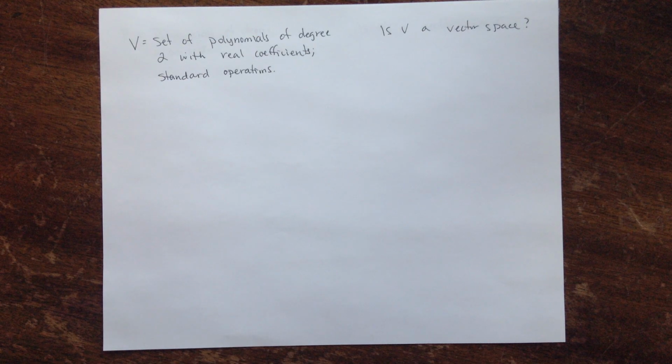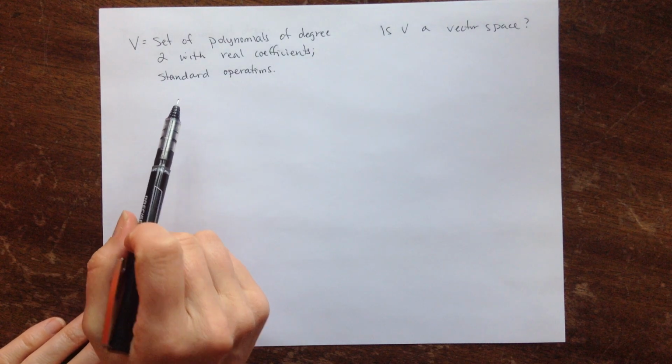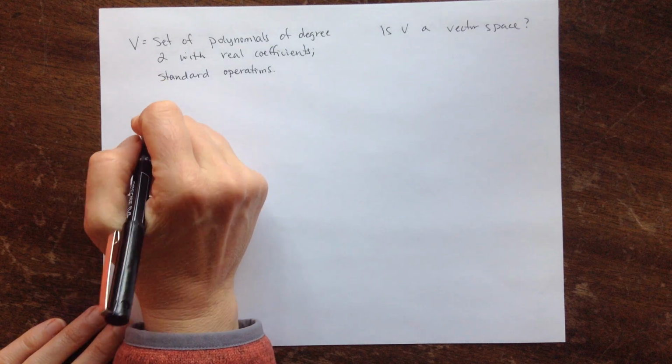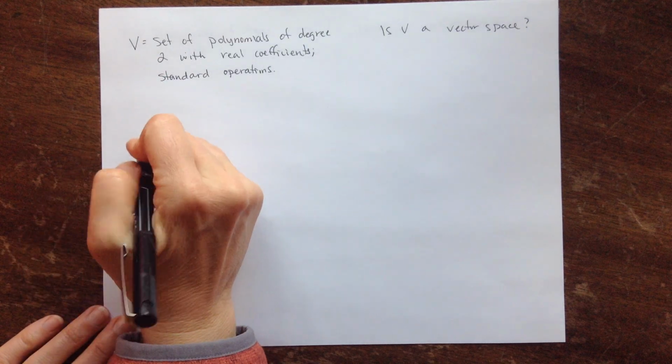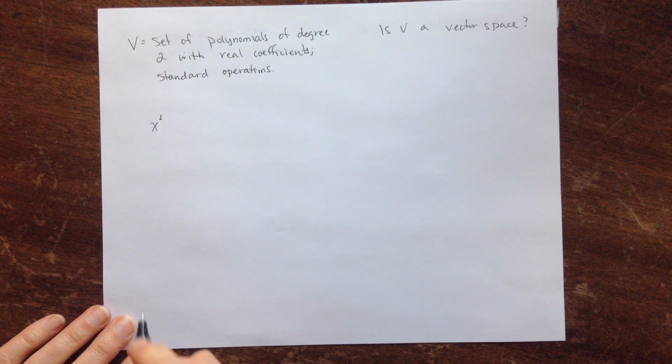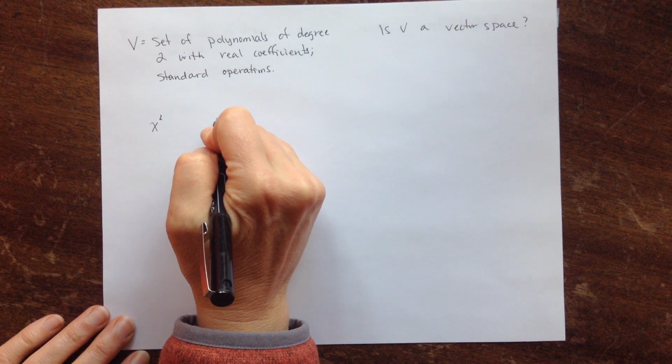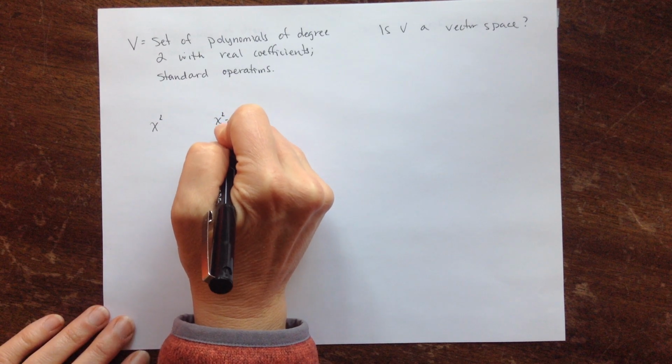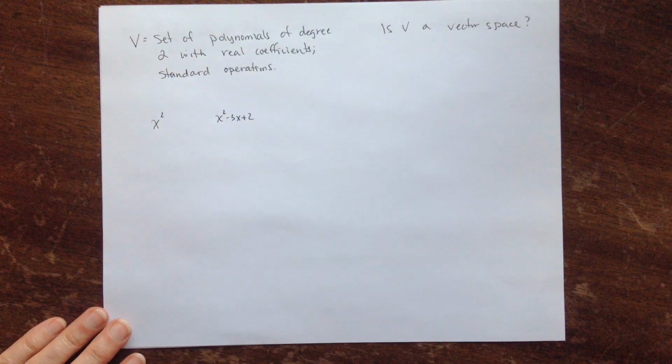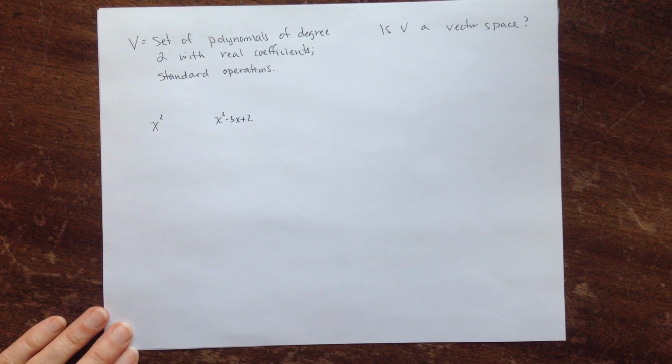So in this case, V is the set of polynomials of degree 2 with real coefficients under the standard operations. So let's just get a feel for this set first. We need a polynomial of degree 2, so I'm going to work with the variable x, and we need to have an x squared. So that's in our set. x squared minus 3x plus 2 is also in our set. That's a polynomial of degree 2.